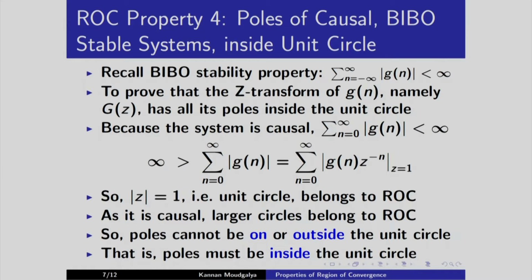So let us summarize. The unit circle belongs to the region of convergence, larger circles belong to the region of convergence. So the entire region on and outside the unit circle belongs to the region of convergence. Poles cannot belong to the region of convergence, so the poles have to be inside the unit circle if the system is causal and BIBO stable. This is a very important property. In fact, we will give some examples.